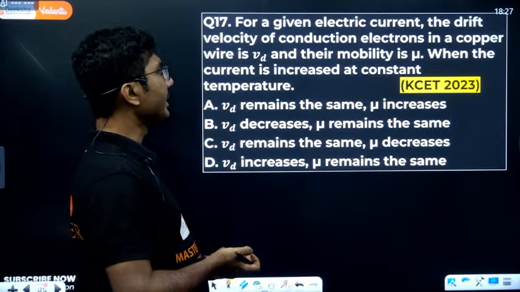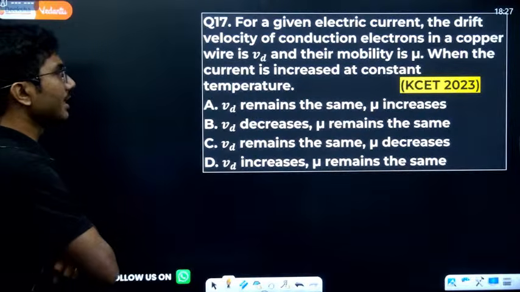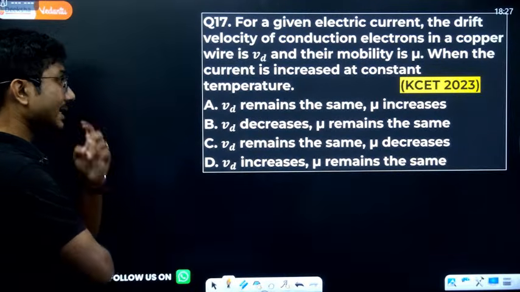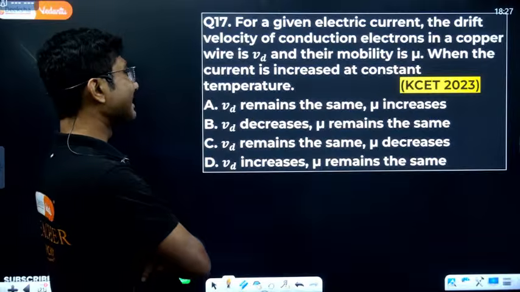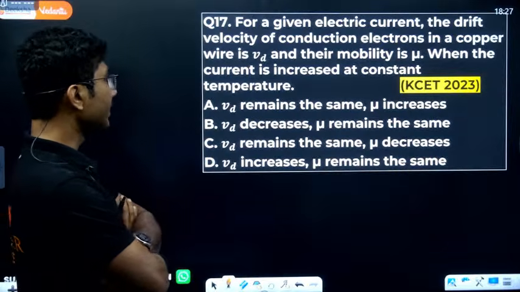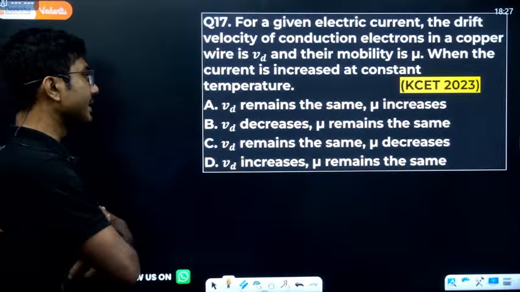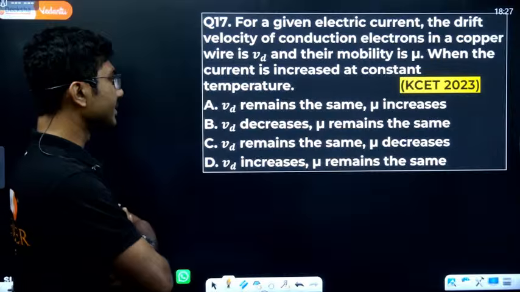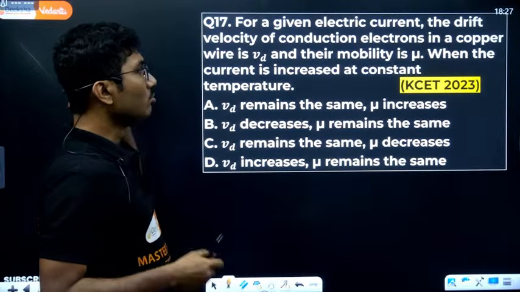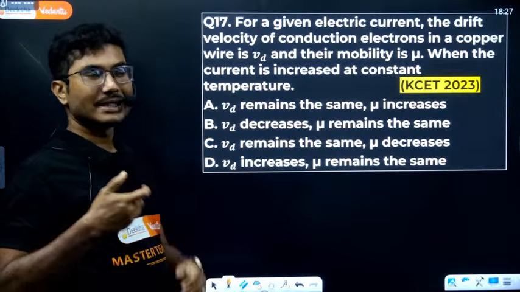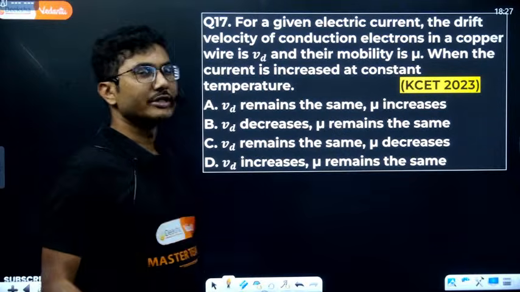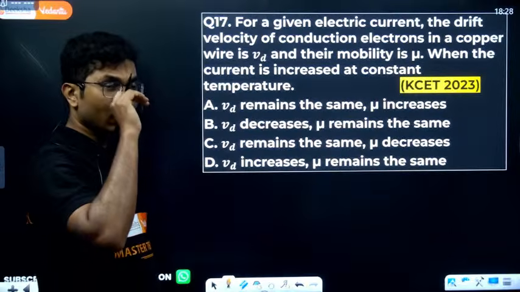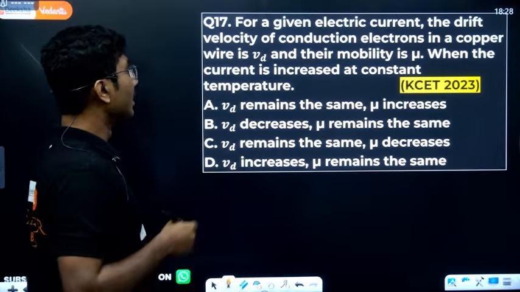For a given electric current, the drift velocity of conduction electrons in a copper wire is Vd, and their mobility is mu. When the current is increased at constant temperature: Vd remains the same, mu increases; Vd decreases, mu remains the same; Vd remains the same, mu decreases; Vd increases, mu remains the same. Mobility of a conductor depends only on its temperature. Mobility depends on its relaxation time, and relaxation time is basically dependent on the temperature. So mobility is a constant quantity.